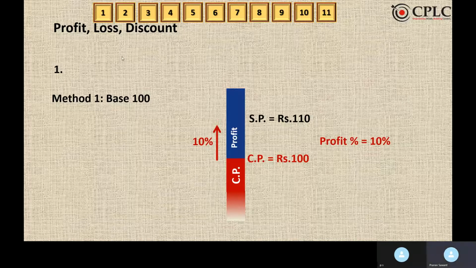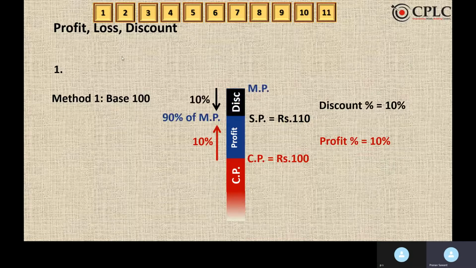A seller gives a discount of 10%. Now discount is given on mark price. So there was some mark price value. After giving 10% of discount on it, we arrived at selling price because mark price minus discount is selling price. So if 10% is the discount, the remaining value, that is 90%, has to be selling price. Hence, we can make an equation that is 90% of mark price is equal to 110 rupees.